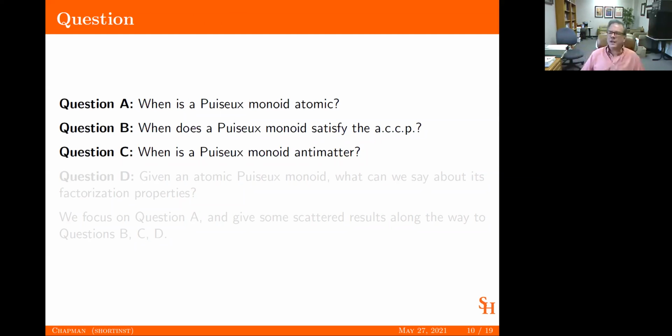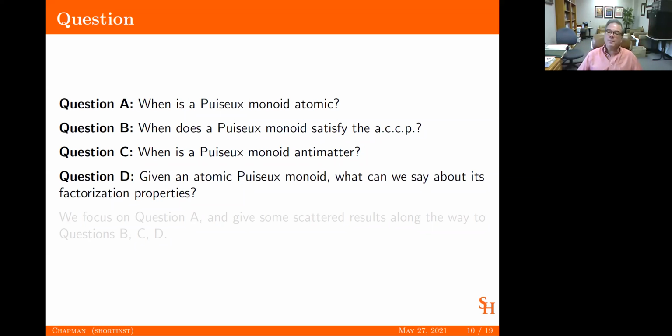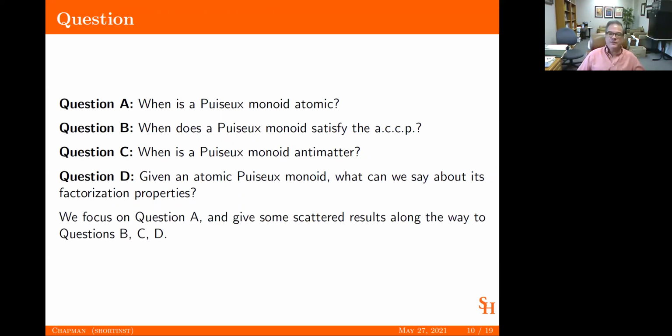When's a Puiseux monoid antimatter? I'm going to show you a really nice class of antimatter Puiseux monoids in a few minutes. Given an atomic Puiseux monoid, what can we say about its factorization properties? I'm not going to go into great detail about that. There's a lot of papers you can look at if you're interested in those questions. In particular, there's been some papers about the length sets and the elasticities. As I said, I'm going to focus on A. I'm going to talk a little bit about B and C, and unlike what the slide says, I'm going to kind of slide over D.